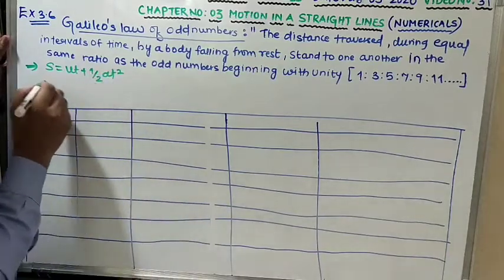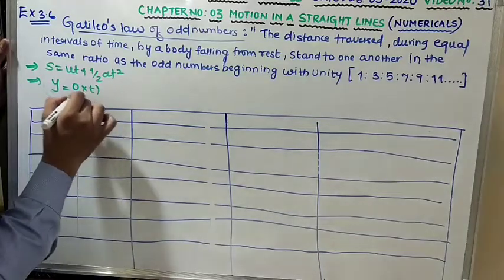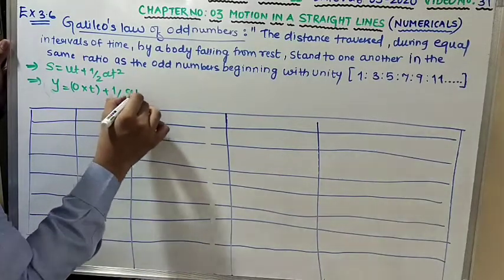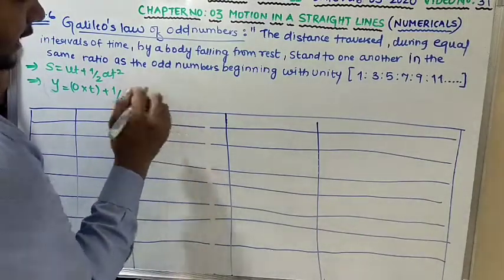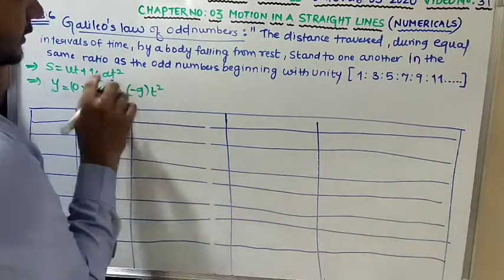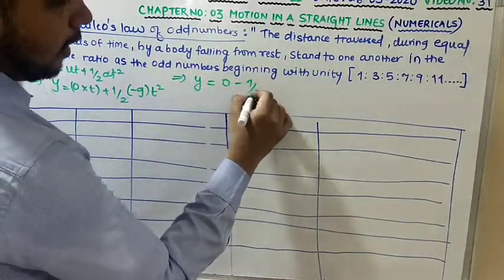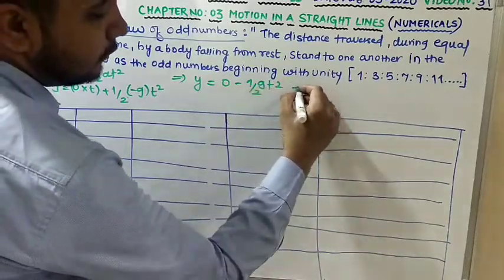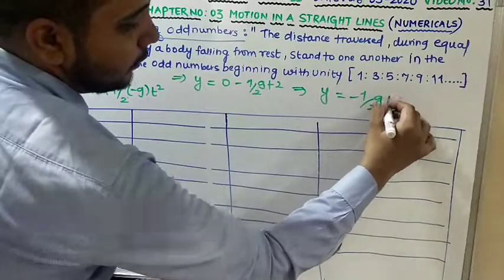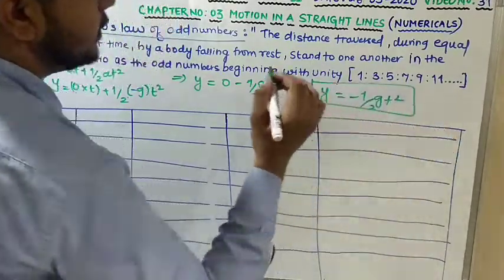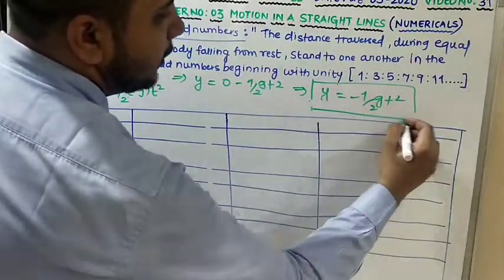Till this clear? We know that s can be replaced by y. Initial velocity is 0 for free fall, plus half gt square. Yes or no? So in this equation, instead of a, in the negative y direction, I will put minus g. So I am going to get my equation y is equal to 0 minus half gt square. So my equation for y will be y is equal to minus half gt square. Till this clear? This is my final equation. Minus half gt square. Hope till this is clear.